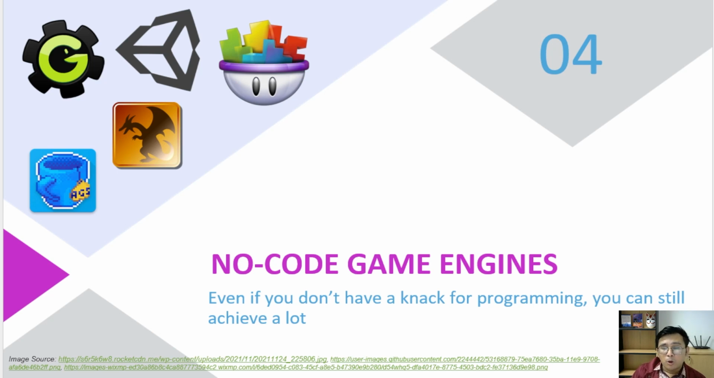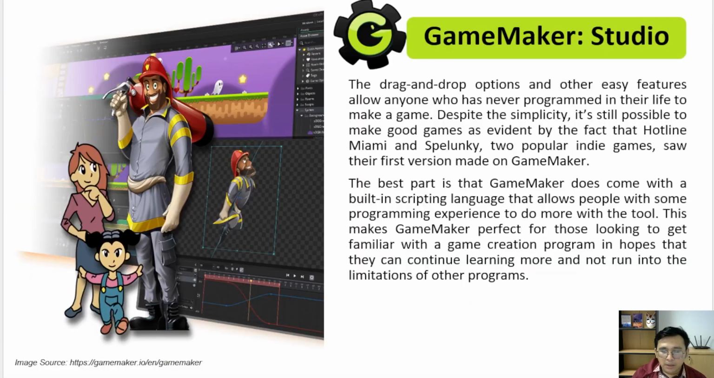Now let's check what kind of game engines we can use to develop games without using coding at all. So the first one is Game Maker Studio. It is also the same as the previous one, but we can use Game Maker Studio to create a game even without using the programming languages that we have.